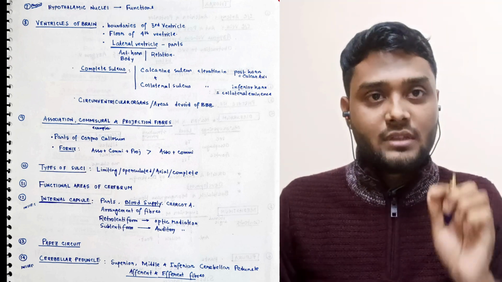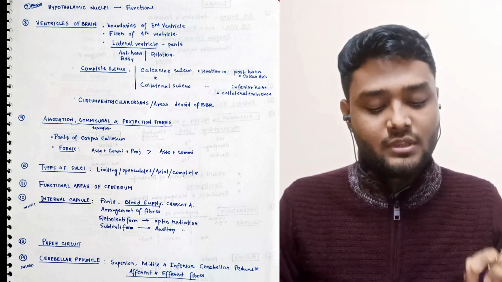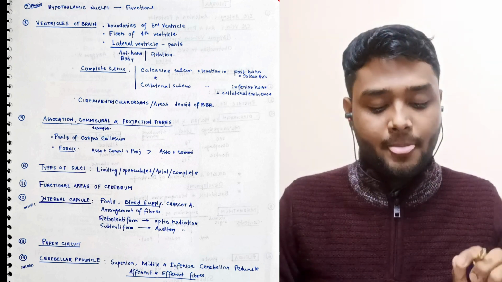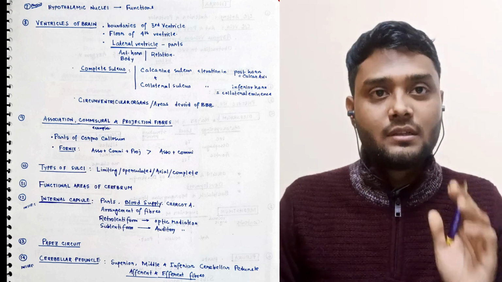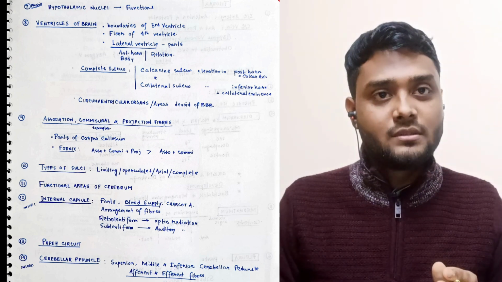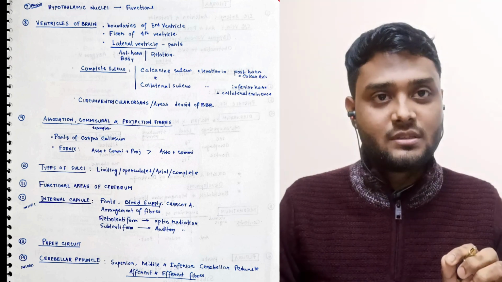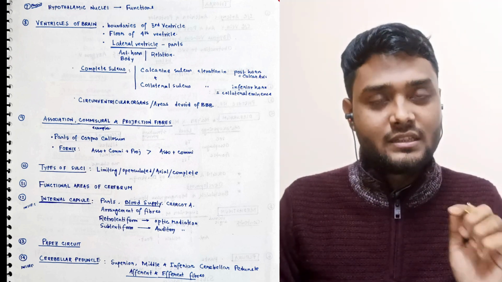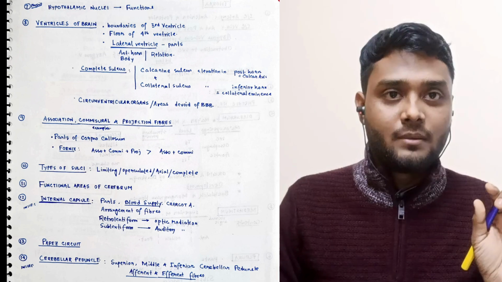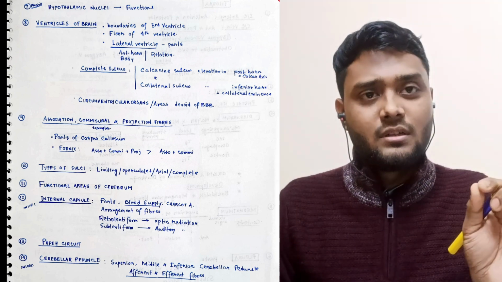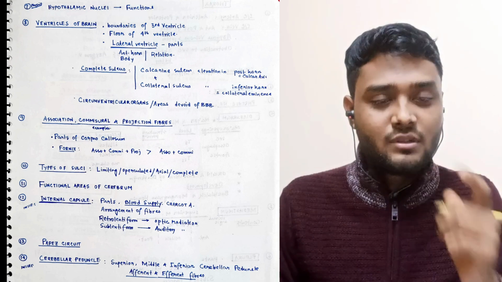Then read about the association fibers, commissural fibers, and the projection fibers. Their examples are important. What are the parts of the corpus callosum? Then fornix. It is made up of which type of fibers? The best answer is association, commissural plus projection fibers. But if it is not there, the second best option is association plus commissural fibers. These are some minute dilemmas that can happen while solving your questions, so I am also clearing that.